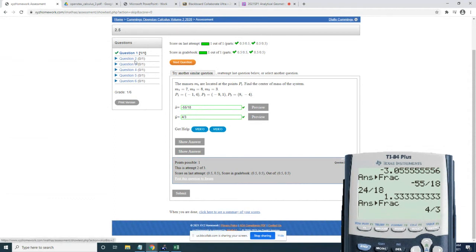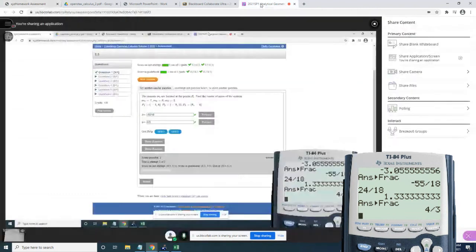All right, now here's where problems 2 through 6 differ. There is a different set of formulas. So keep in mind, you can only use this formula if you're given the mass of each object and you're given a location. Okay, so I'll go back.